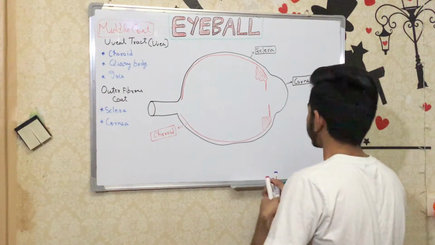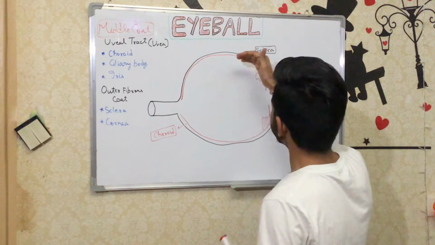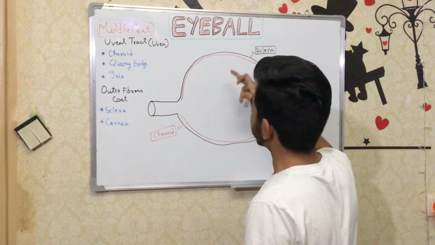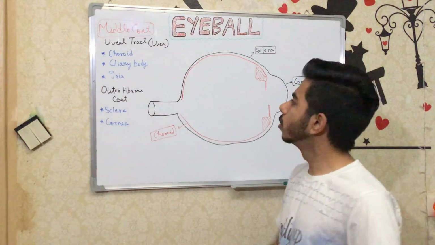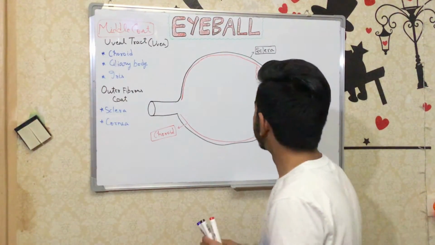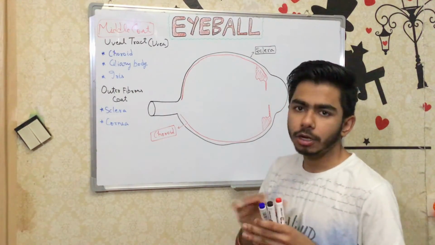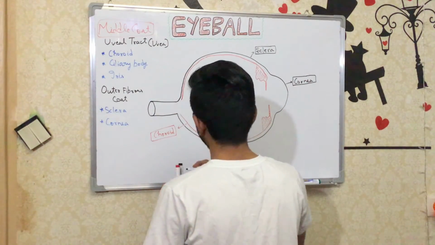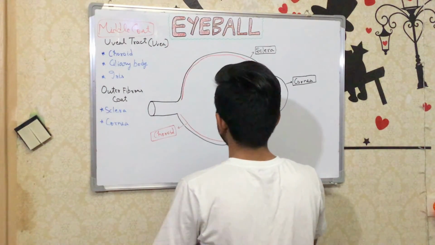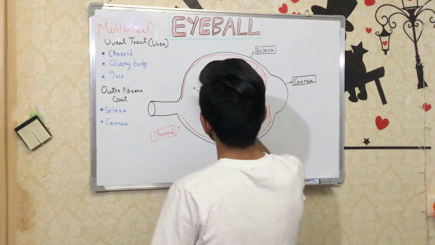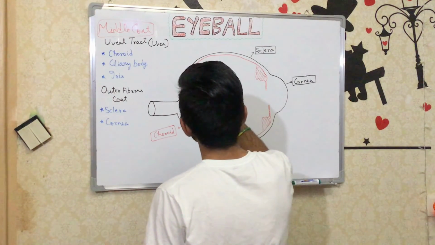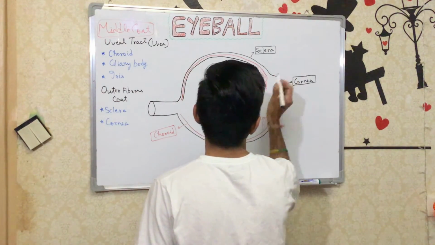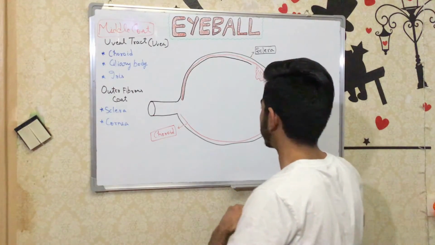Now, we have talked about the outer fibrous coat of the eyeball, and we have talked about the middle coat of the eyeball, which is highly vascular, rich in blood supply. And we have one more layer, that is the inner coat of the eyeball. So I'm drawing it. This is the inner coat of the eyeball over here.